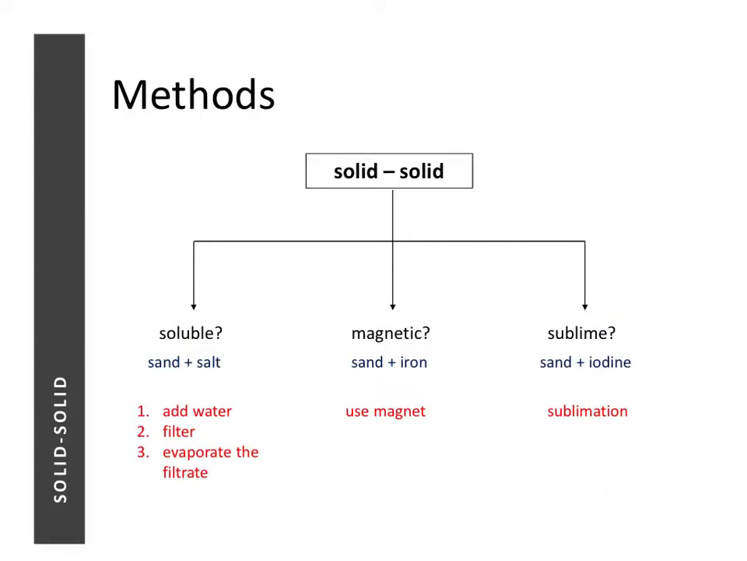So this is a summary of the techniques available to separate solid-solid mixtures. As mentioned, we need to check whether one of the solids is soluble, whether one of the solids is magnetic, or whether one of the solids sublimes, and then we apply the relevant methods.